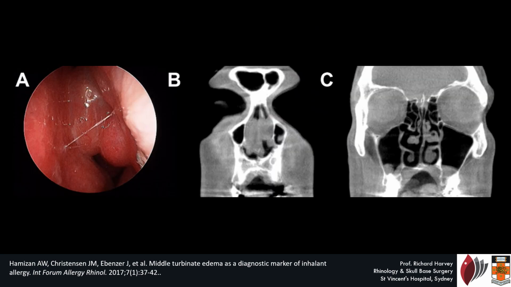Here's an example of someone else. Once again, this exuberant allergy response with polypoid degeneration, edema, the middle turbinate, presents as a grade 3 polyp in the front of the nose, but as we go back here, you can see in the sinus scan a completely normal sinus cavity because this person has inhalant allergy.